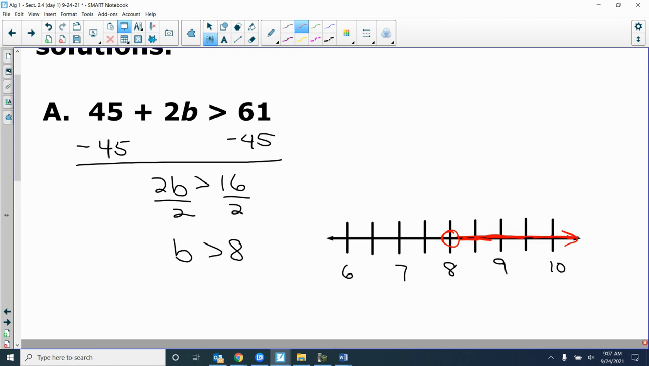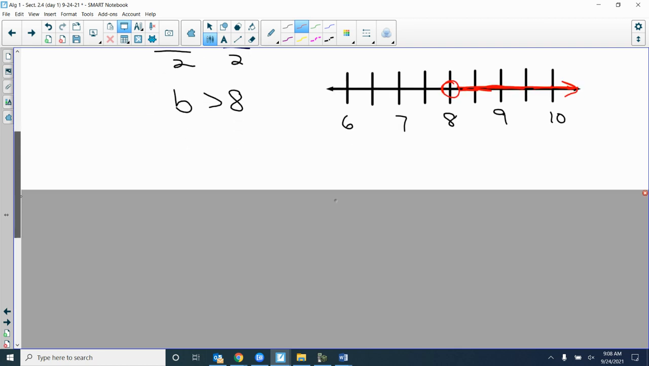So we tried 7 and we tried 3. Both of them didn't work, right? Okay, Maddie said 7. It was too small. Okay, Alex said 3. Because it has to be a number bigger than what? 8. So you pick a number bigger than 8 to work. If I pick 10, 2 times 10 is 20, plus 45 is 65. So that is bigger than 61.